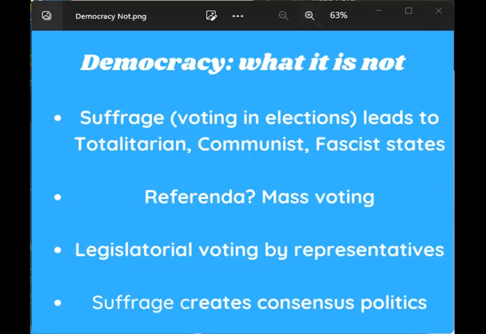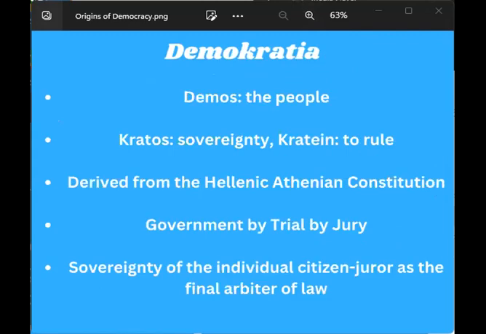Now we're going to look at another definition of what actually democracy is and its origins. All right, so it comes from the Greek word demokratia, demos, it means the people. That's the Greek word, the people. Kratos, sovereignty, kratian, to rule. So it's derived from the Hellenic Athenian constitution, government by trial by jury. How many people actually know that's how the government worked back in Athenian times? That they were governed by the people through trials, jury trials, or trial by jury structure, where people govern themselves through the jury. That's the true nature of what democracy is that's been hidden from you.